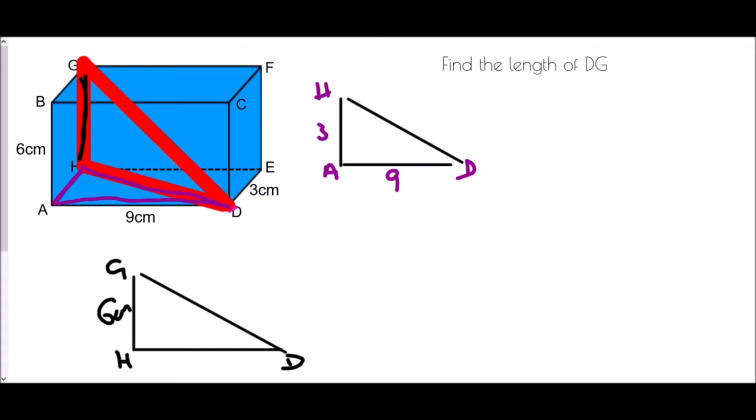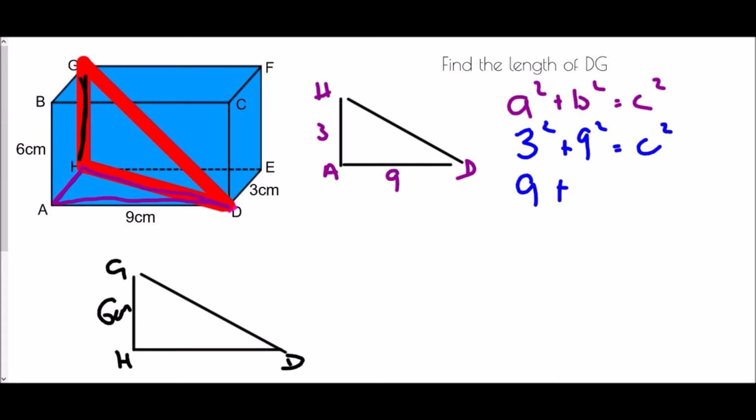Now HD is the third side in a right-angled triangle. If you know two sides, you need to use Pythagoras' theorem. So we need to use a squared plus b squared equals c squared in order to find our answer. In this case, a is going to be 3, b is going to be 9, and that's going to equal c squared. 3 squared is 9, 9 squared is 81, and that gives me c squared. So finally, that tells me that c squared is 90 if I add those two together.